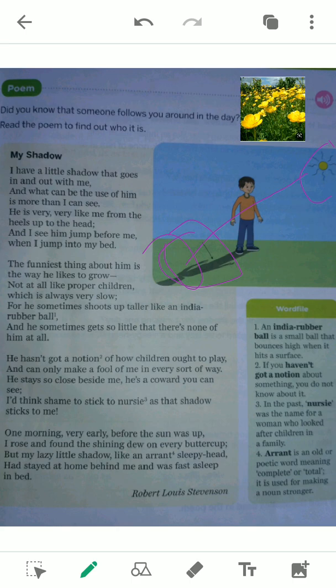So, Shadow, the poem, was written by Robert Louis Stevenson. Who was Robert Louis Stevenson? He was a famous Scottish, means he is from Scotland, Scottish novelist and travel writer. The poem was published in 1885.